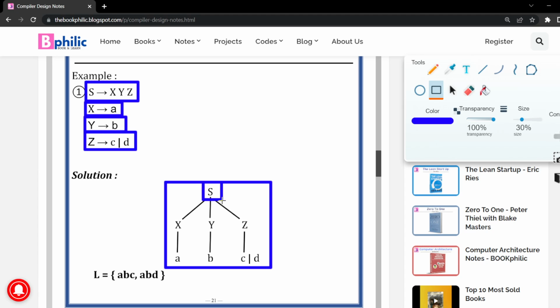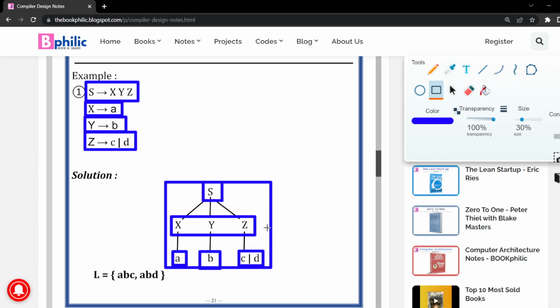So here it is, the capital S is nothing but the root node of the parse tree. So it will be the starting symbol, and it will start from S to X, Y and Z. This is nothing but the stem of the tree, and at last it has been derived into small a, small b, or c or d. So here it is a shortcut we have used.